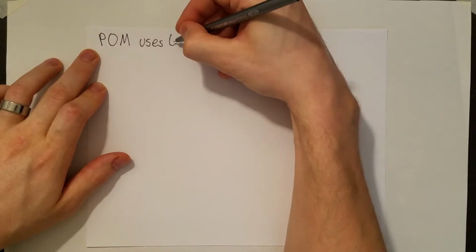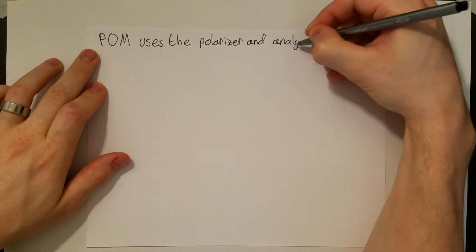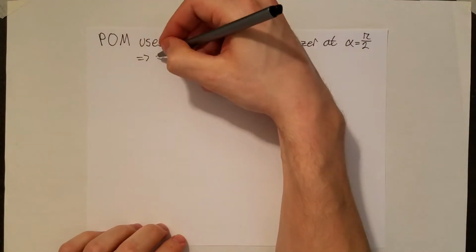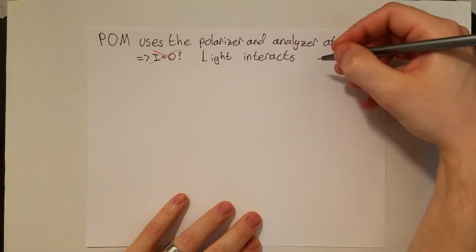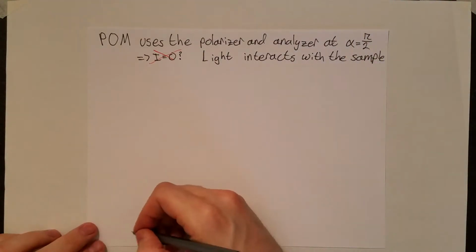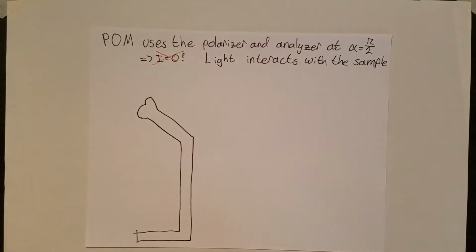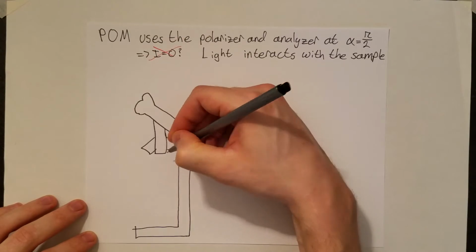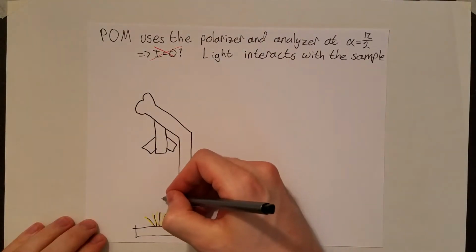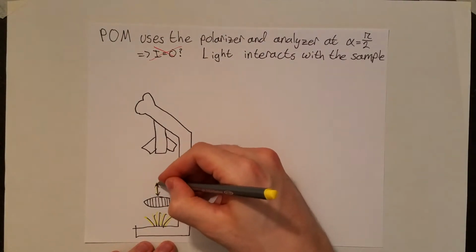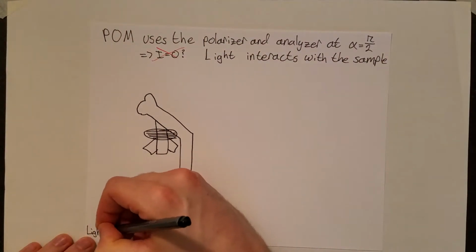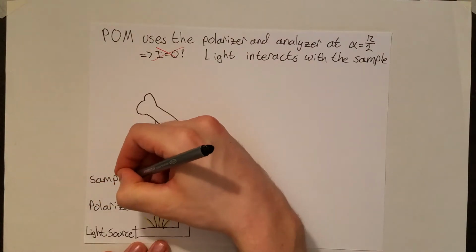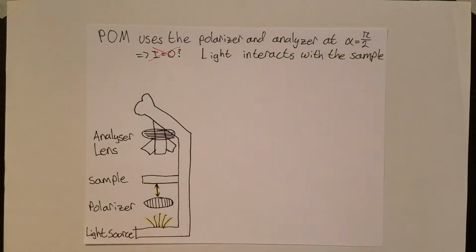As we'll see, in POM, the polarizer and analyzer are kept perpendicular. This may seem odd at first, but light interacts with the sample such that we don't just see a dark image. To perform POM, you first need a light microscope. The light source emits unpolarized light, which is transmitted through a polarizer. Polarized light passes through the sample and is sent through a lens and analyzer before being recorded by the detector.